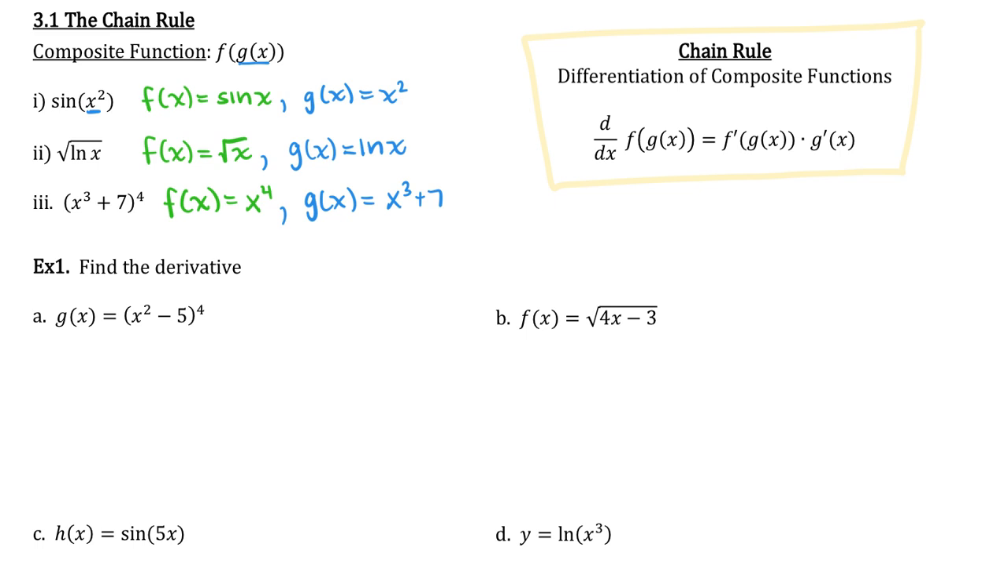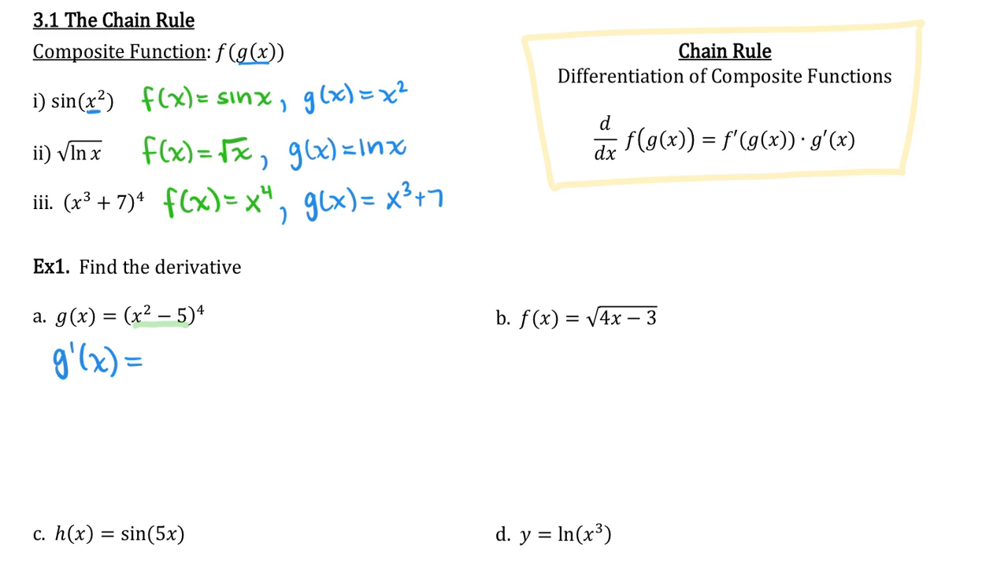Okay, so let's try this first one. So a, g of x equals the quantity x squared minus 5 to the fourth. And I could also multiply this out, but I don't want to multiply this out 4 times. Okay, so if I look at this, this is very similar to this one. The inner function is the x squared minus 5. And I'm raising the whole thing to the fourth power.